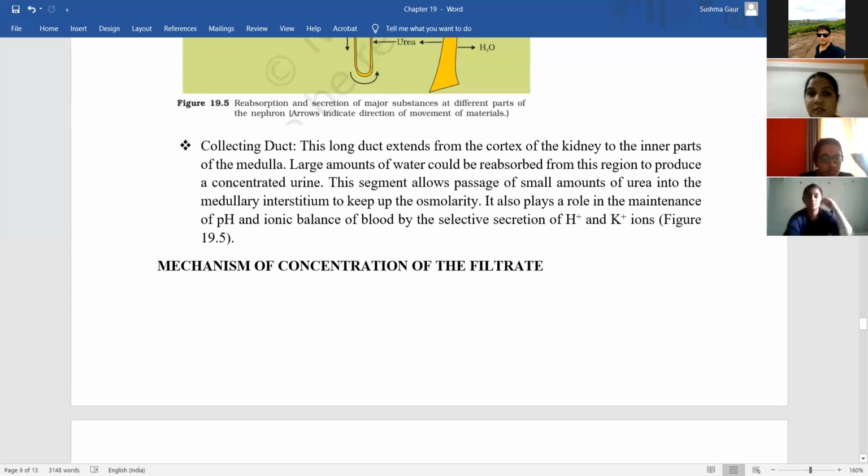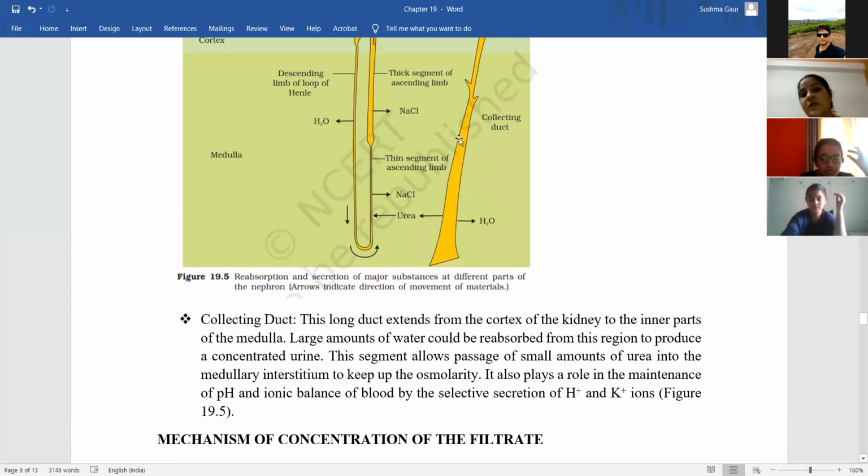So what is this? The collecting duct. The water is reabsorbed, going out from this, so that concentrated urine can be released. This segment allows the passage of small amounts of urea into the medullary interstitium. We can see this is the medullary region. So water is also going out of this, and the urea will be entering this region from the collecting duct in order to maintain the osmolarity of the medullary region.